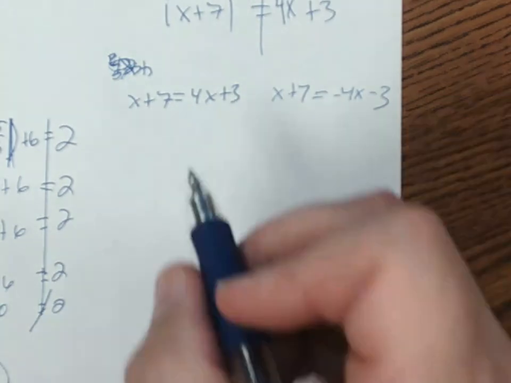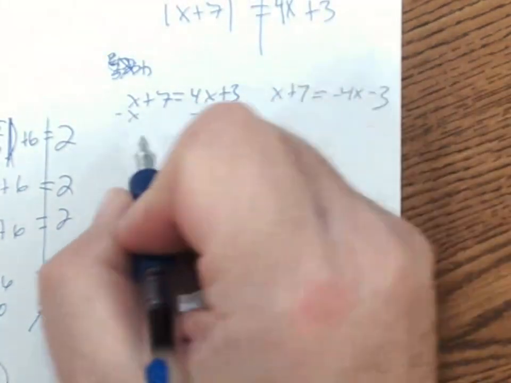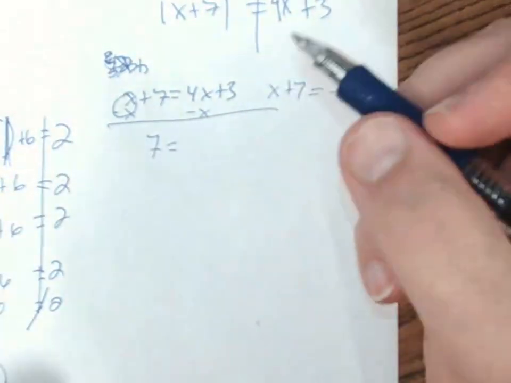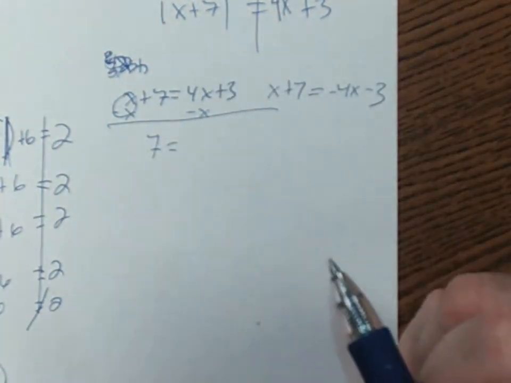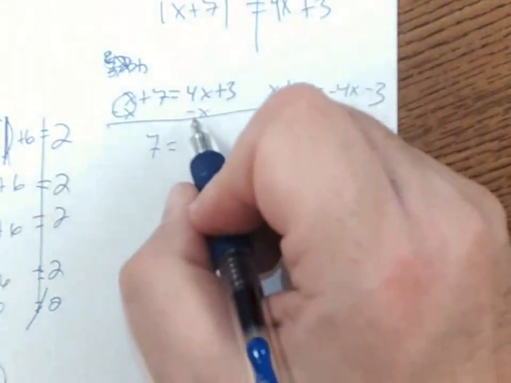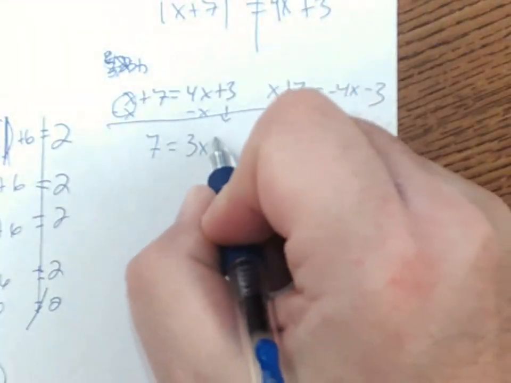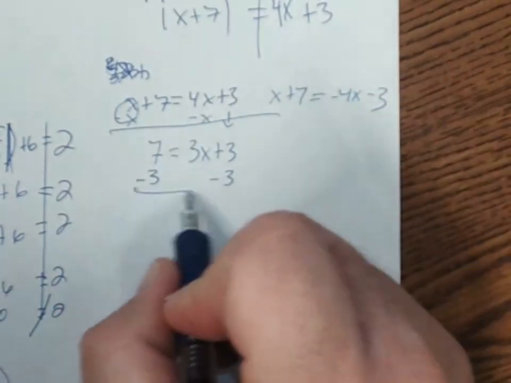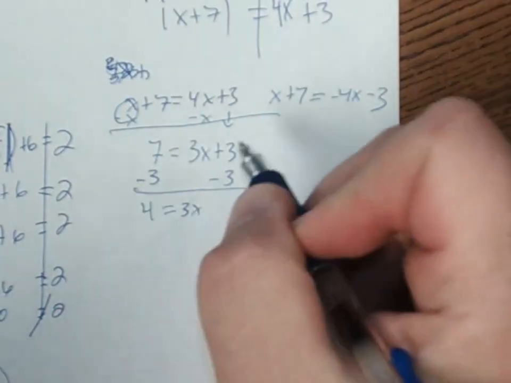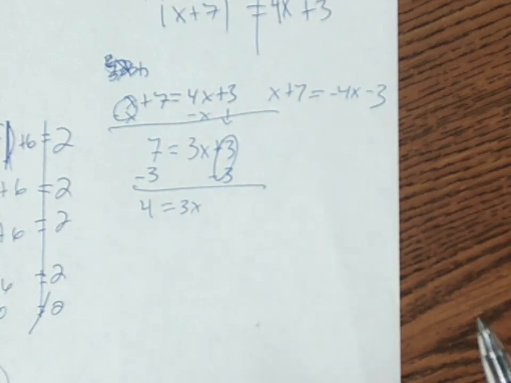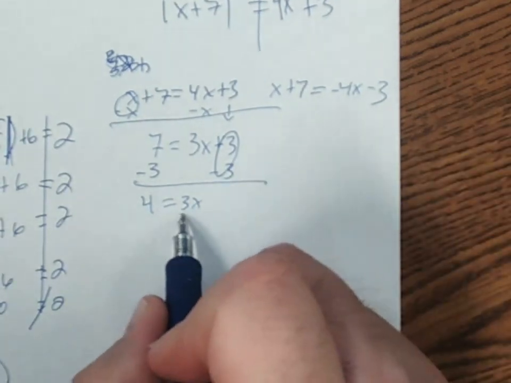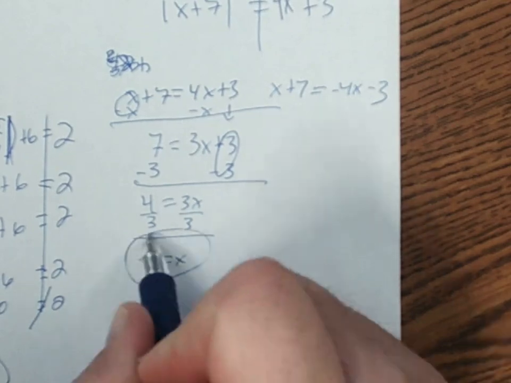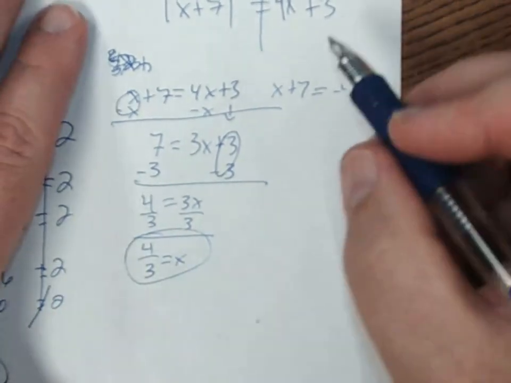solve. So I'm going to subtract x from both sides. That makes a 0 pair. 0 plus 7 is 7. And that's going to equal 4x minus 1x is 3x. Bring down the 3 plus 3. Then I will subtract 3 from both sides. And I get 4 equals 3x. That makes a 0 pair right there. I should have noted that. And then lastly, I will divide both sides by 3. So 4/3 equals x.